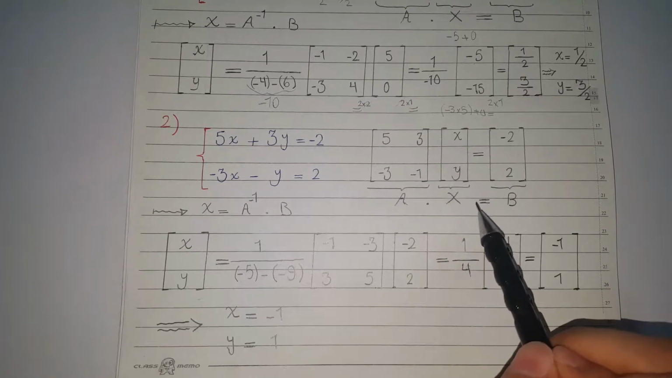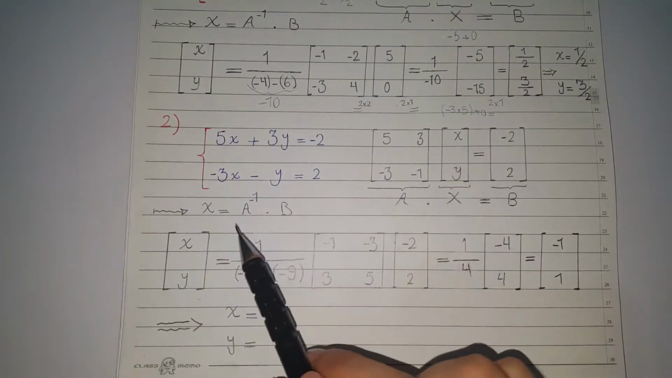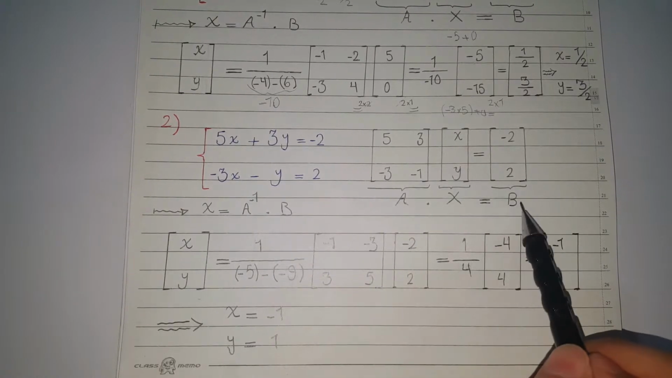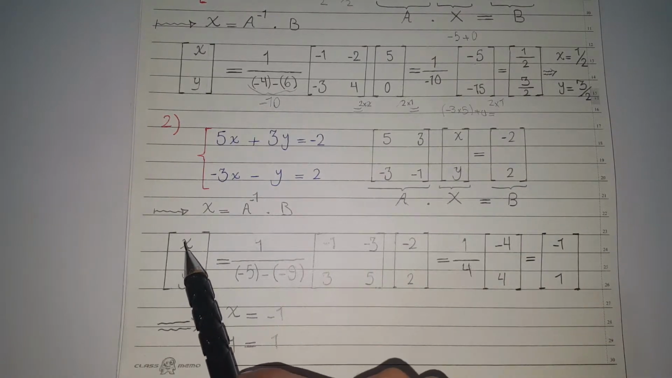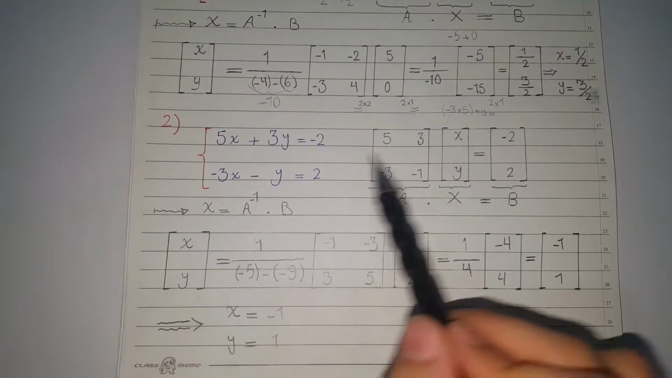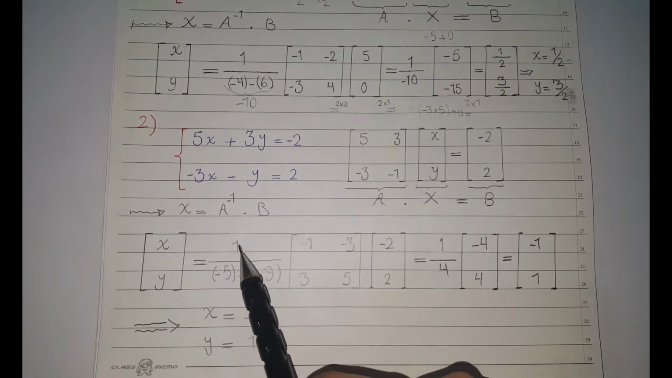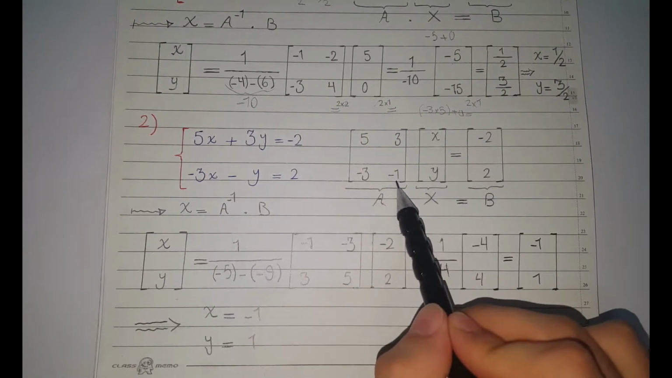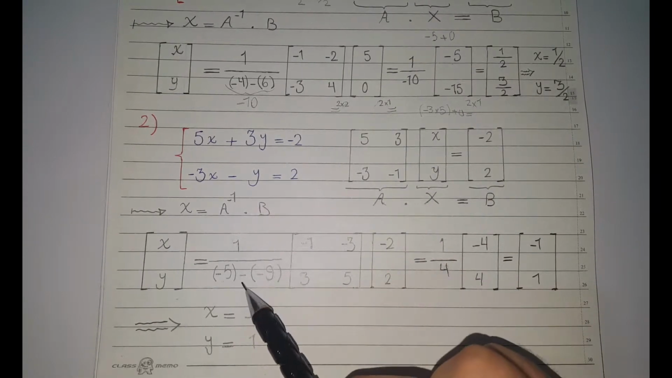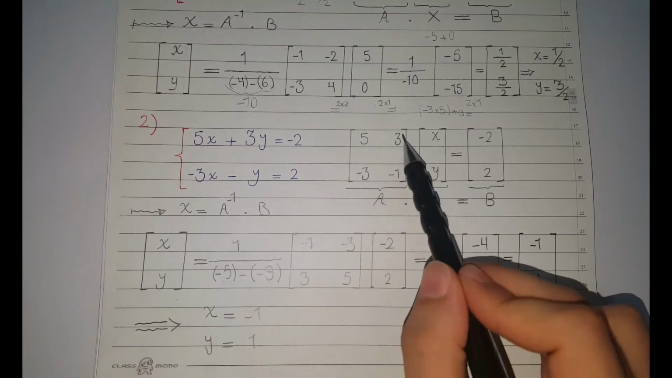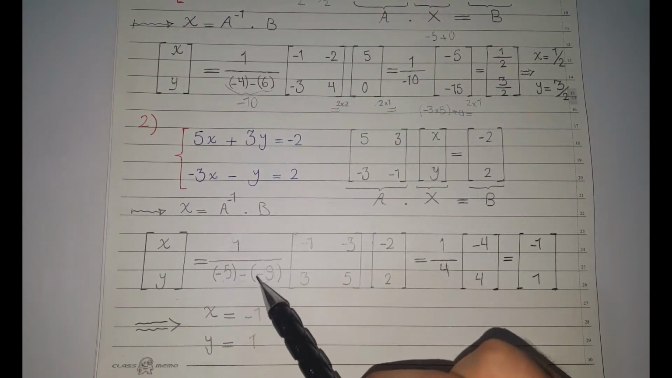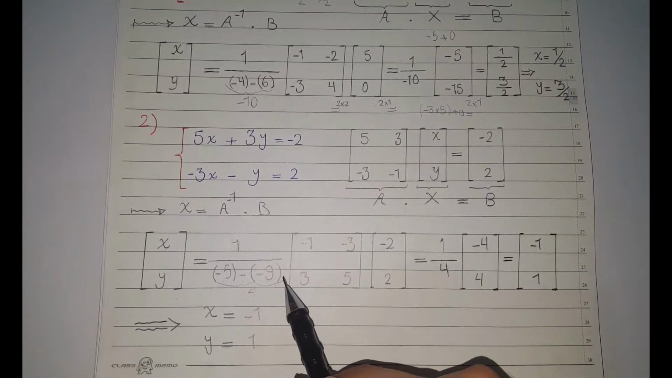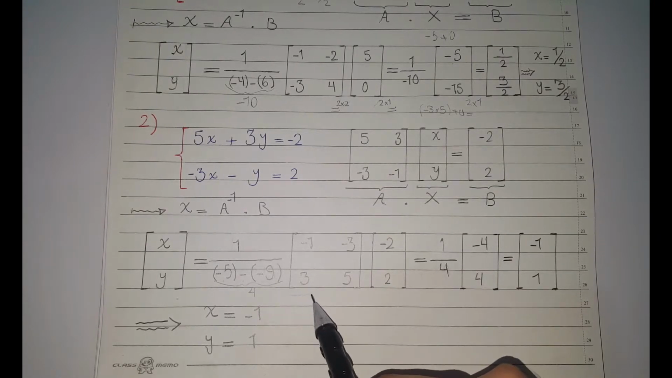So we have A times X equals B, and X is equal to A to the power of -1, A inverse, times matrix B. From here the vertical matrix of unknowns, x and y, is equal to 1 over the determinant of this matrix, which is 5 times -1, which is -5, minus 3 times -3, which is -9, and -5 minus -9 is 4. So 1 over 4.